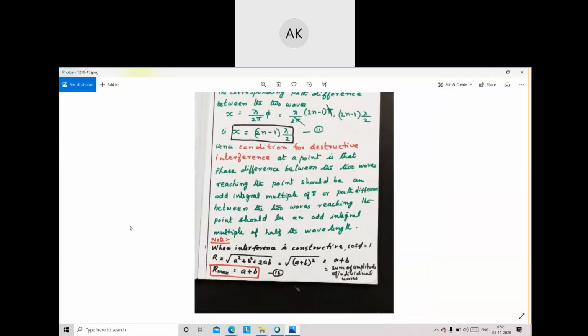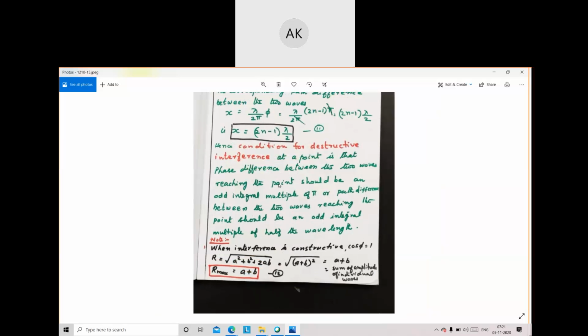Here you can see the same thing explained. When interference is constructive, cos phi is 1. Therefore, the amplitude of the resultant wave is root of a square plus b square plus 2ab, which is equal to root of a plus b whole square, which is equal to a plus b. R equal to a plus b. This is an important point that you should know.